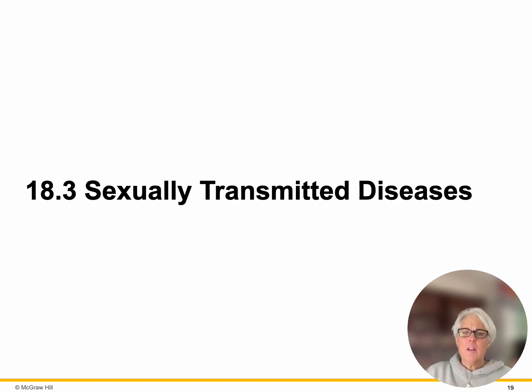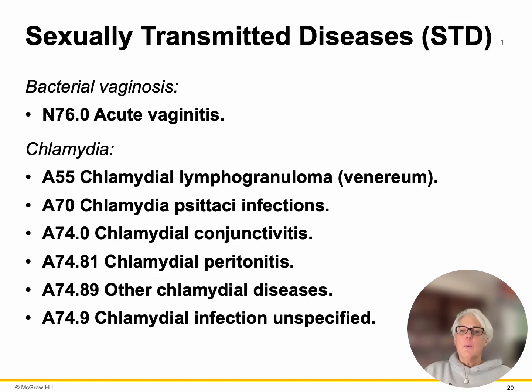What's the story, right? So for bacterial vaginosis, that often ends up under vaginitis codes like N76.0. Chlamydia can affect the genitourinary tract, can also infect the eyes or other body sites. So I need to know exactly where the infection is showing up. When you see A55 or A70 or an A74 code, I want you to ask what organ or body system is involved. That's what's going to drive you to your final code choice.